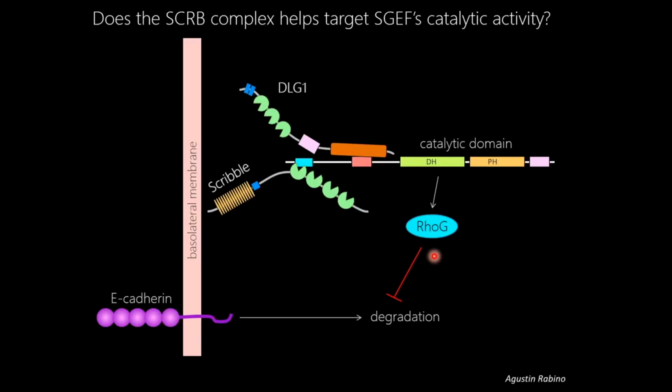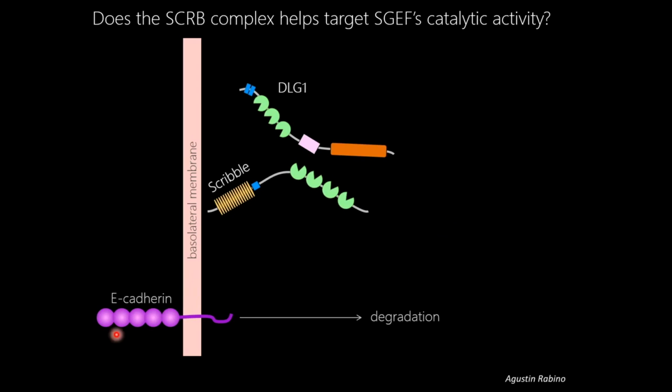So we took this a little bit further because we want to make sure that the catalytic activity is important. And we also want to distinguish between two possibilities. What I show you so far is the following. If we knock down SGEF, then RhoG cannot get activated, and now E-cadherin gets degraded. I also show you that if we put a catalytic dead mutant, we cannot rescue. So now we designed an experiment to test two other things.